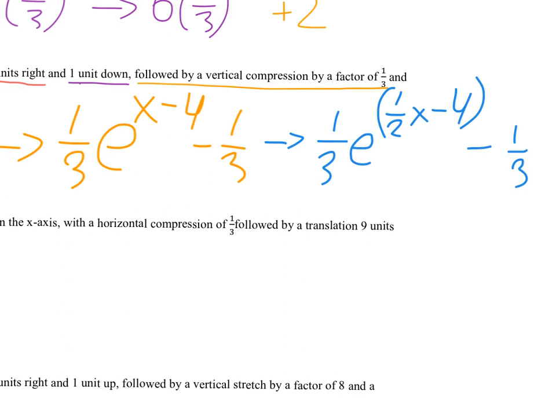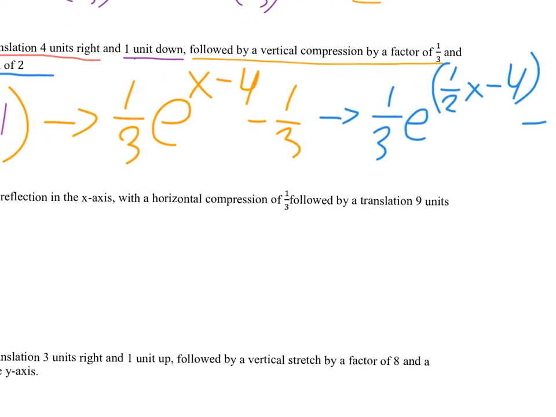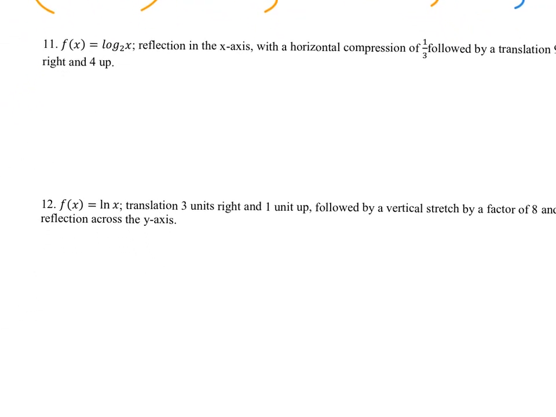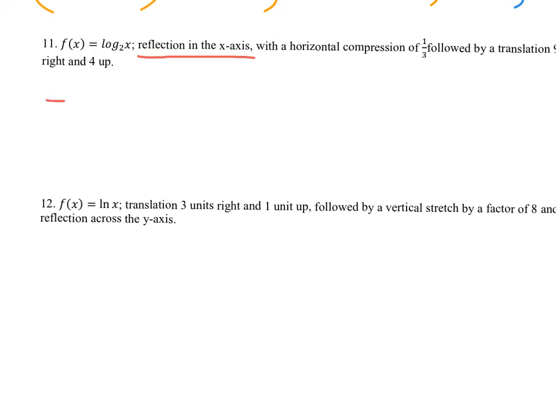Number 11. Now we're dealing with logarithms. And folks, don't worry, they're not that scary. Reflection in the x-axis or across the x-axis. Well, reflection across the x-axis means we're going to have a negative sign out front. So instead of log base 2 of x, we're going to have negative log base 2 of x.